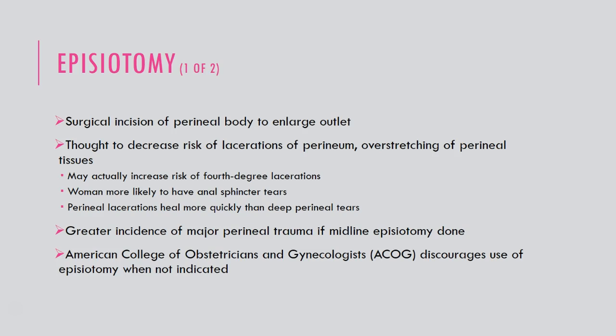There's a greater incidence of major perineal trauma if a midline episiotomy is done. When I say midline episiotomy, that means they just cut straight down the perineum. There are different types of episiotomies that can happen. There can be midline ones or mediolateral ones, and a mediolateral one is sort of cut off to one side and not straight down. ACOG actually discourages the use of an episiotomy when it's not indicated because of the additional trauma that can happen.